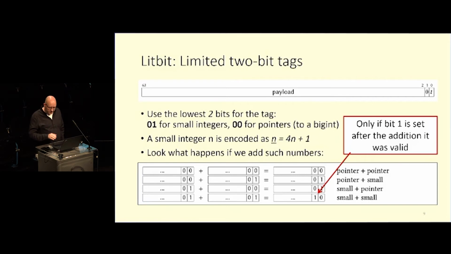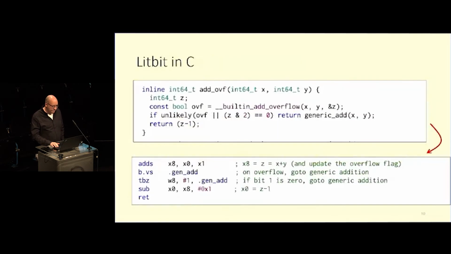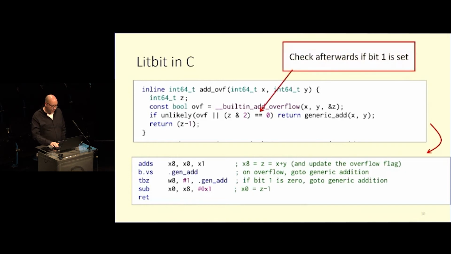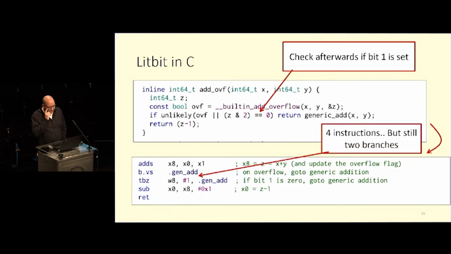So now I can test after I do the addition, without doing the and operation, to see if it was actually correct or not. So now the test becomes: if there was an overflow or if bit 1 is not set, I have to go in the slow path. So now our instructions are a little bit better than before. 4 instructions, but still 2 branches, right? There's 1 for the overflow, 1 for whether the arguments were small. So maybe it's even possible to do this with 1 test, both overflow and whether we're both small in the beginning.